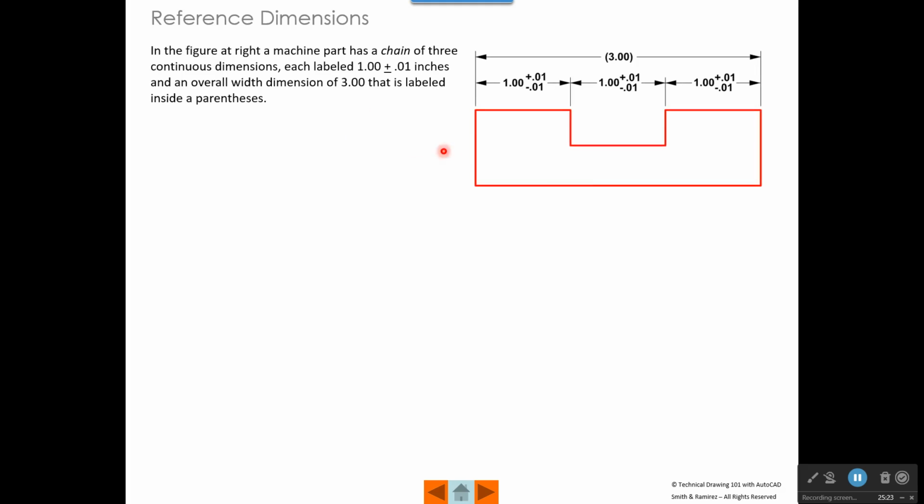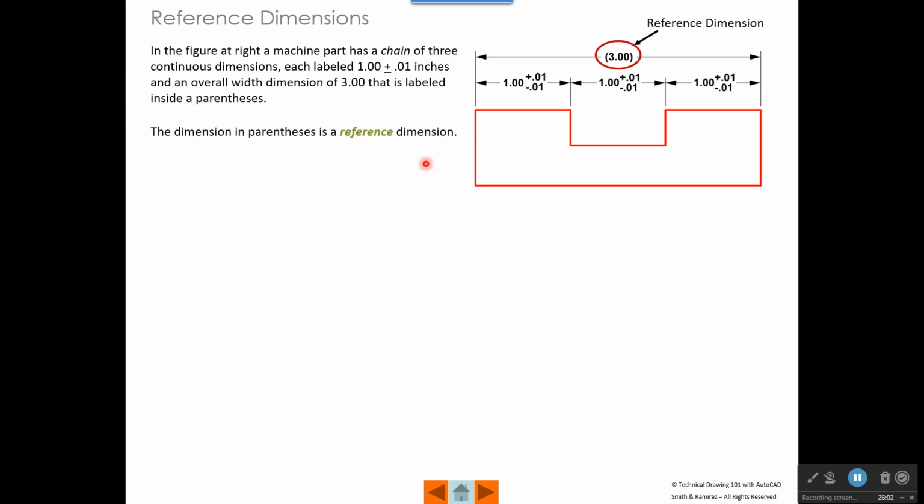In the figure at right, a machine part has a chain of 3 continuous dimensions, each labeled 1.00 with a tolerance of plus or minus 0.01. And then we have an overall width of 3 that is located inside parentheses. So we have a chain of dimensions, each 1, 1, and 1. All of them have a tolerance applied, and then we have this one right up here that's in parentheses, but we don't see a tolerance on that. There's a reason for that. The dimension in the parentheses is a reference dimension.